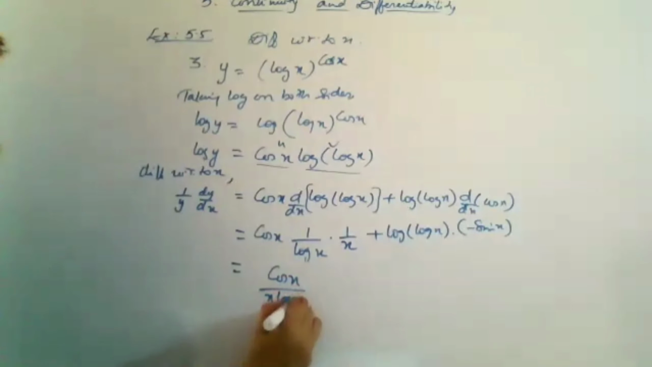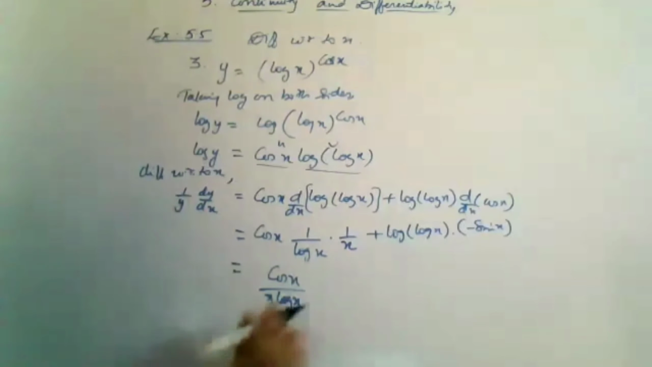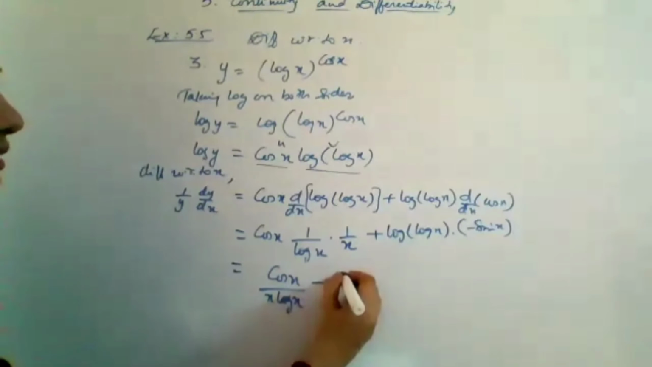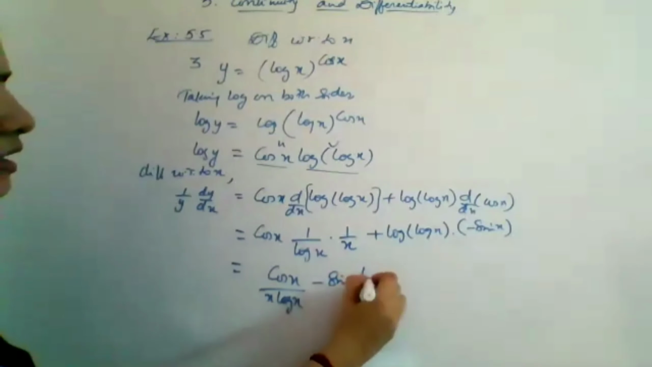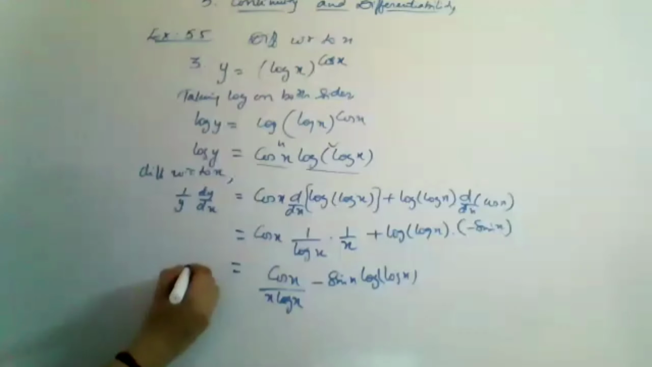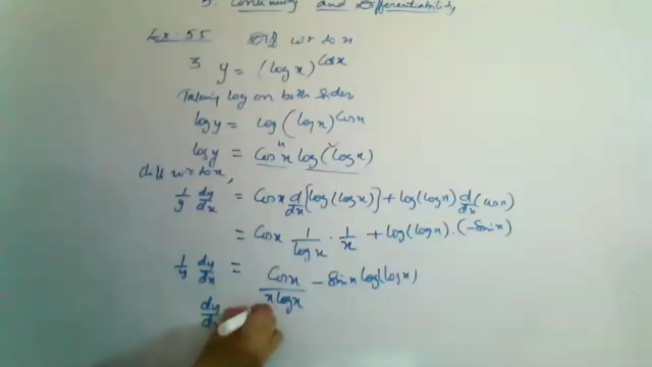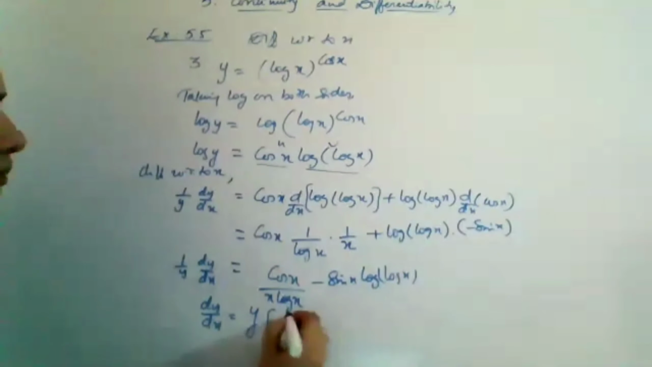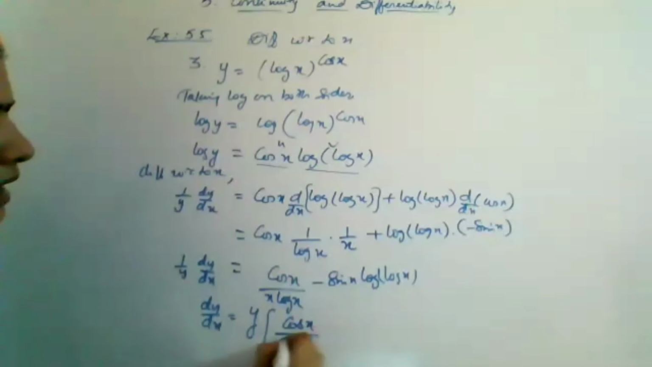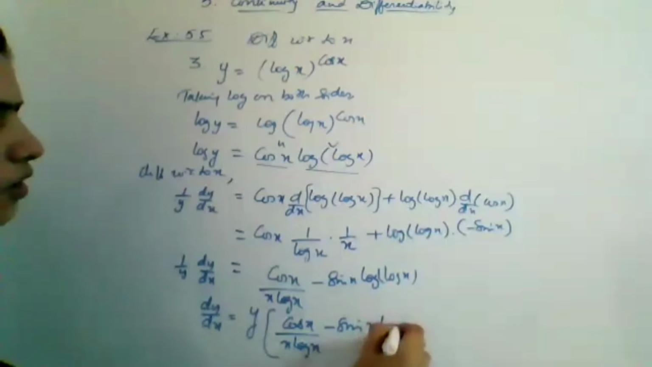If you write x here, now it will be creating a confusion. That's why we have written x log x minus sin x log of log x, the right hand side, and you need to find out dy by dx. So dy by dx is equal to y into the whole term cos x by x log x minus sin x log of log x.